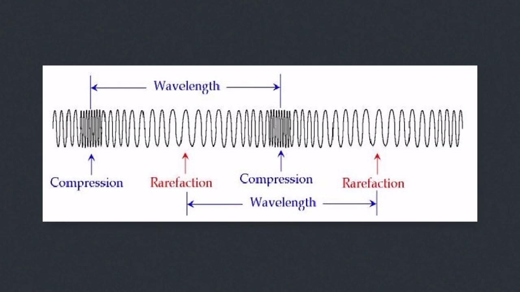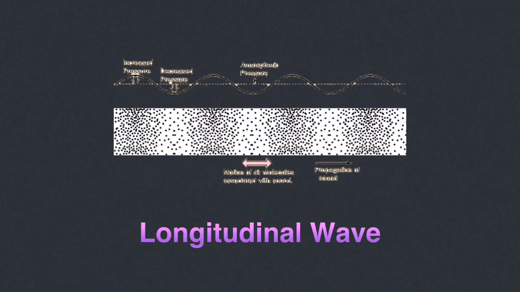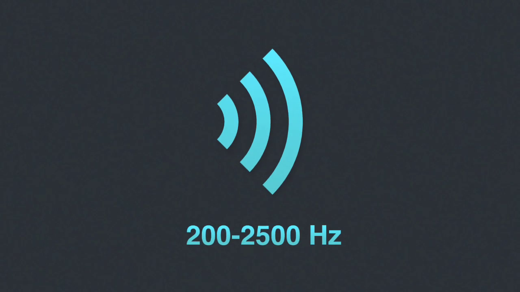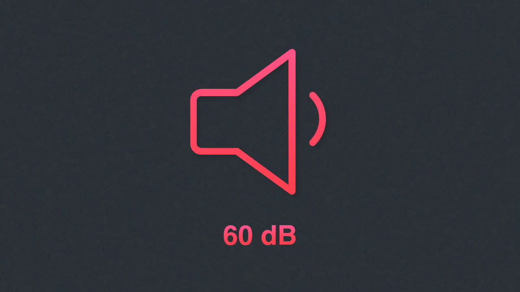The vibrations from each sound wave travel through the air as a longitudinal wave. In a longitudinal wave, the particles that are displaced in the medium by the vibrations move in a parallel line, continuing as a ripple effect. The typical frequency of a voice would be between 200 and 2500 Hz. The typical amplitude of a voice would be 60 dB, which is not very loud.